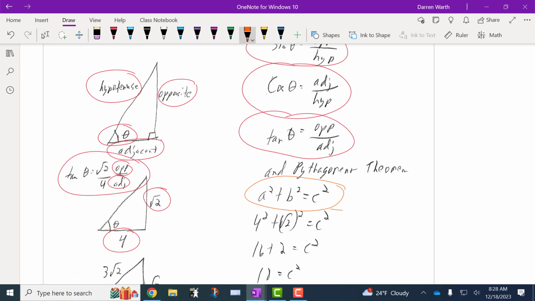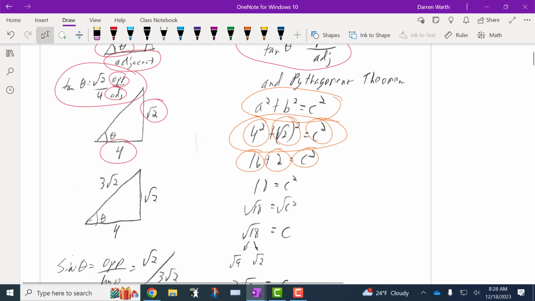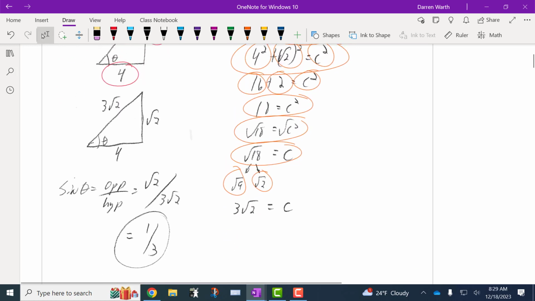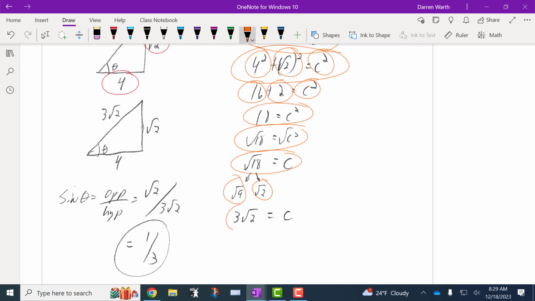So I substitute those numbers into the Pythagorean theorem. Here's 4 squared plus the square root of 2 squared equals c squared. 4 squared is 16, the square root of 2 squared is 2, so 18 equals c squared. Take the square root of both sides, and c equals the square root of 18. Break that apart as the square root of 9 times the square root of 2. The square root of 9 is 3, so now you've simplified your c.